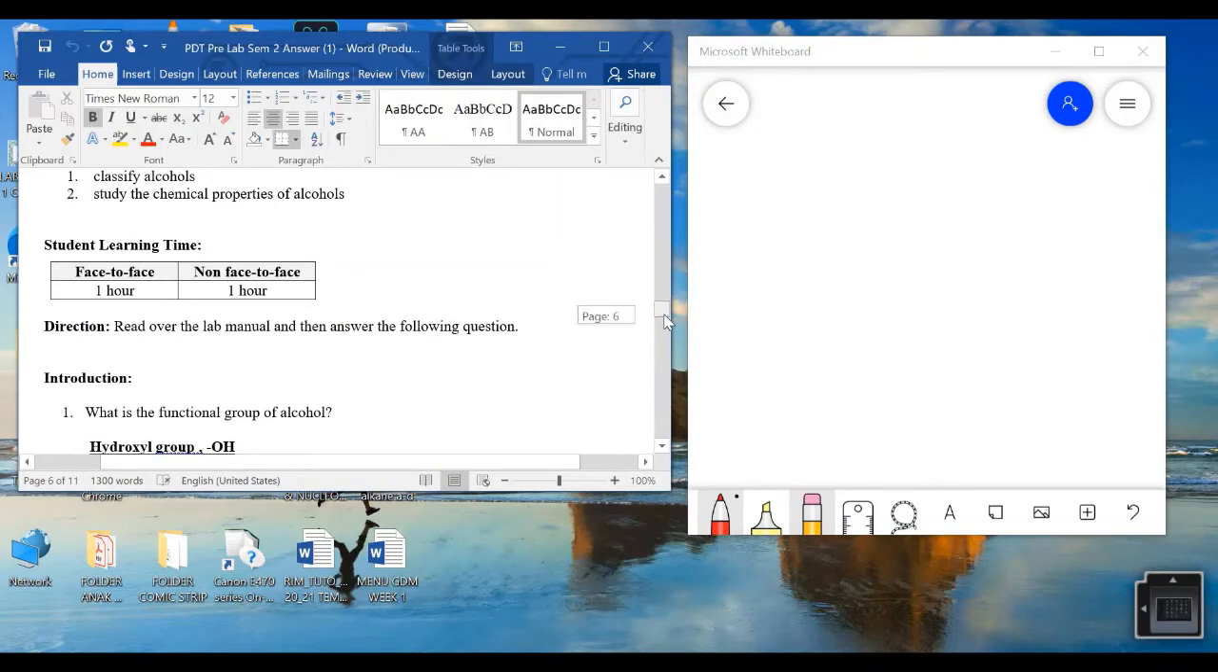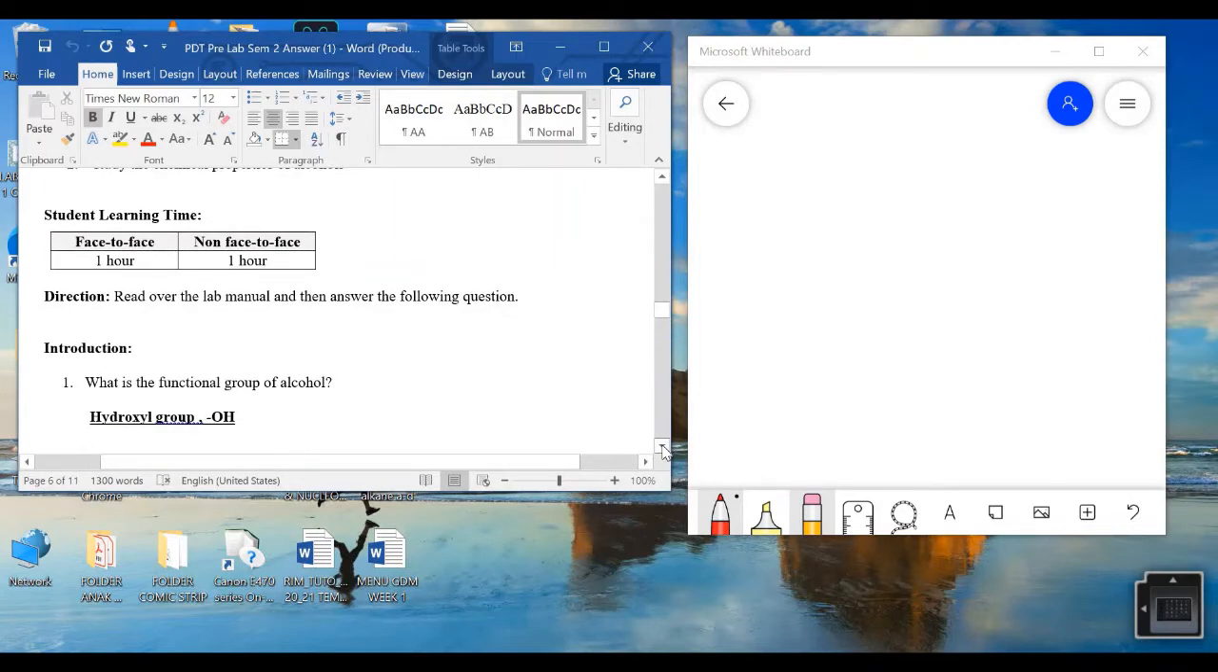Soalan yang pertama, what is the functional group of the alcohol? Functional group of the alcohol adalah hydroxyl group. Jangan tulis OH sahaja ya. Make sure you tahu. Kalau soalan minta apakah functional group alcohol, bagi nama functional group tersebut, which is hydroxyl group.